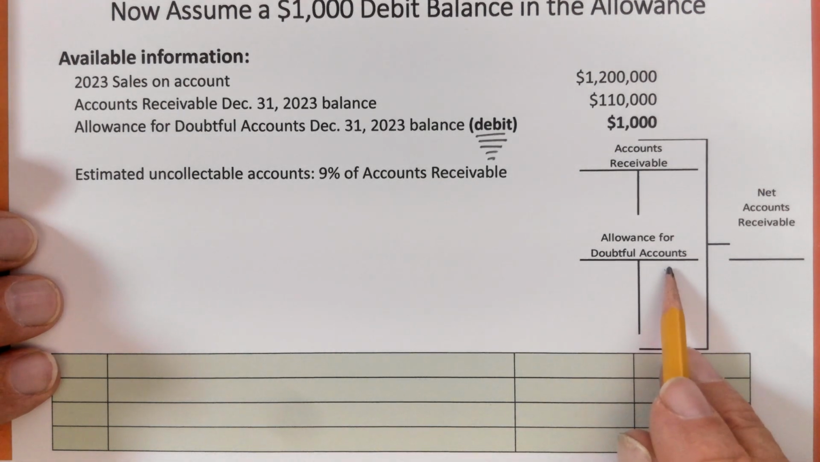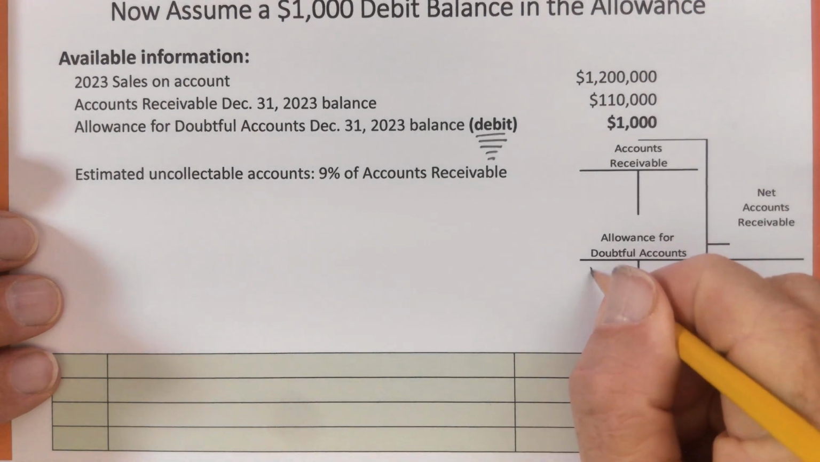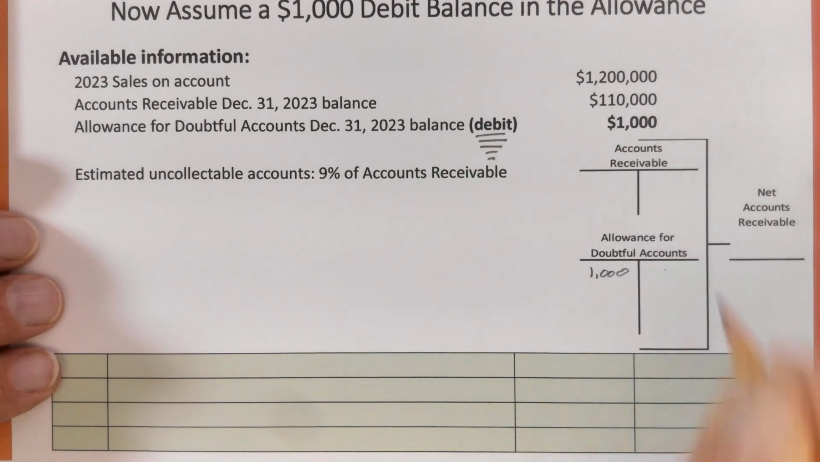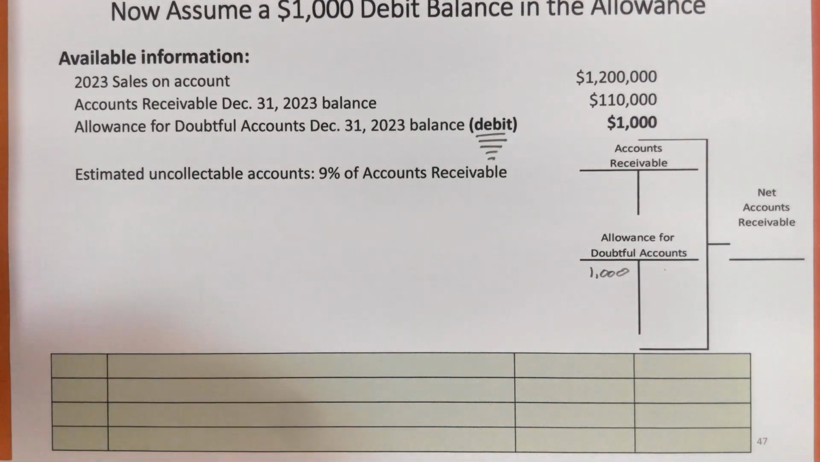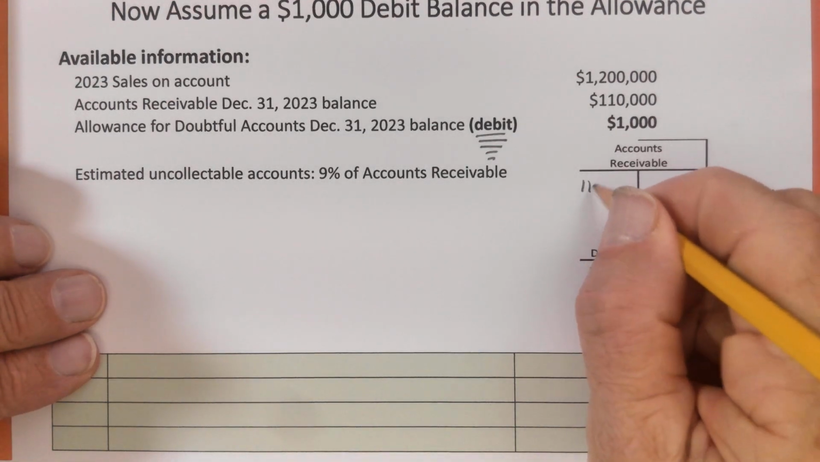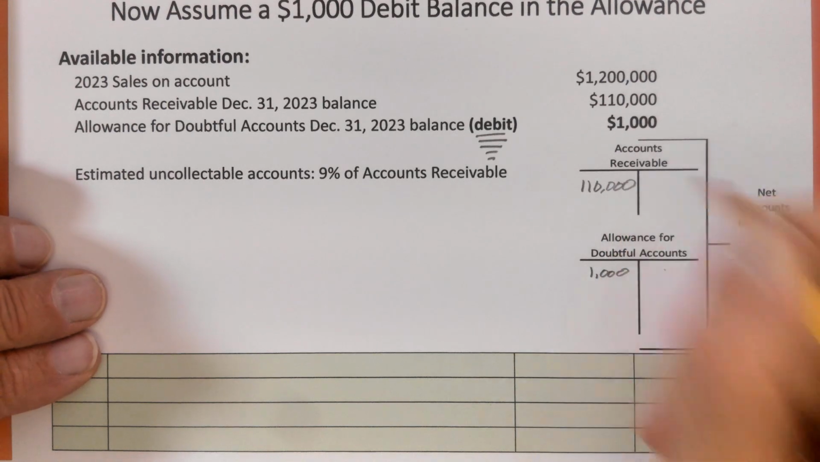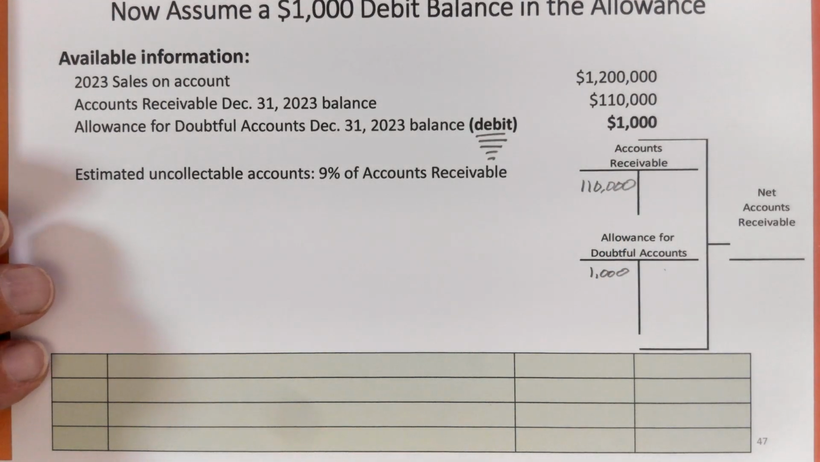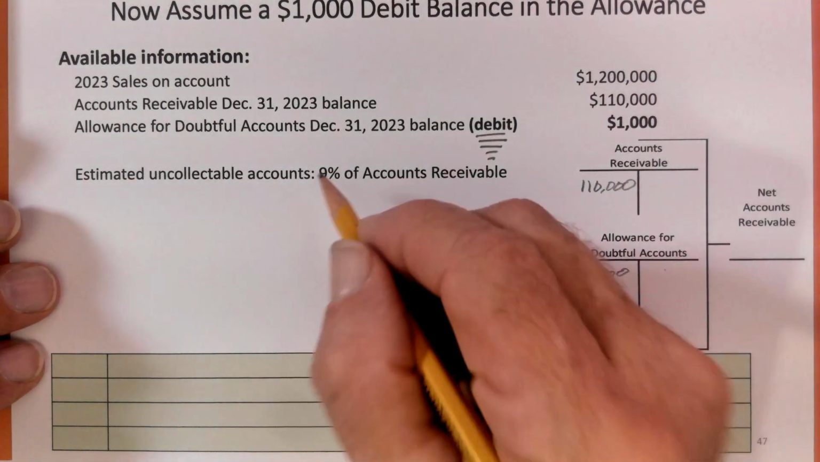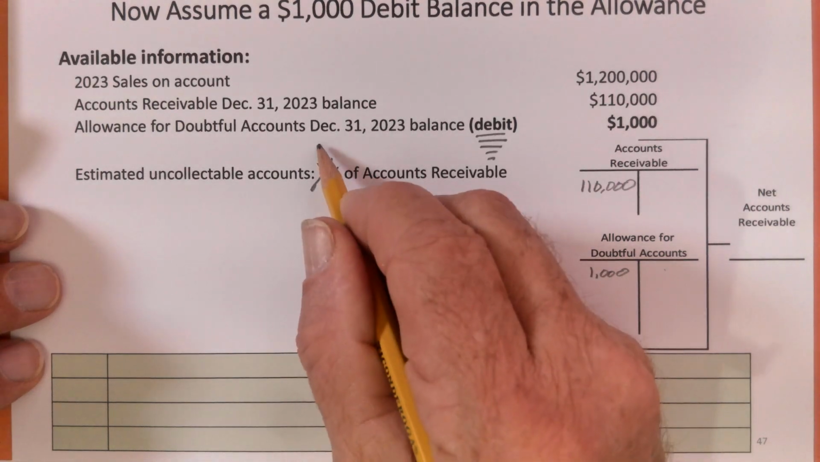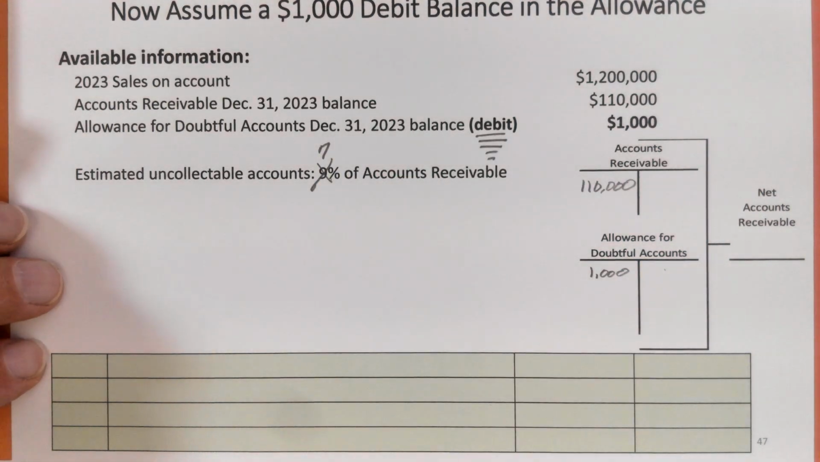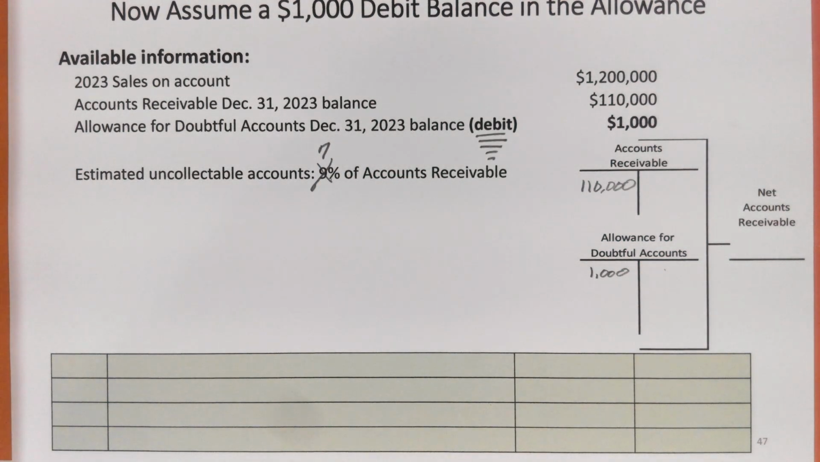So instead of it being a credit over here, it's a debit over here on the debit side. And of course, we still have the same $110,000 in the accounts receivable. And let's go ahead and change this again to 7% instead of 9%. I think it's more reasonable. And here we go. So this is the situation.